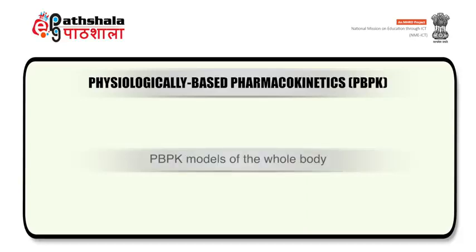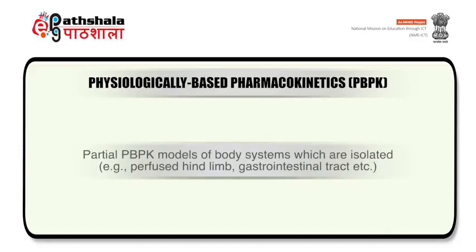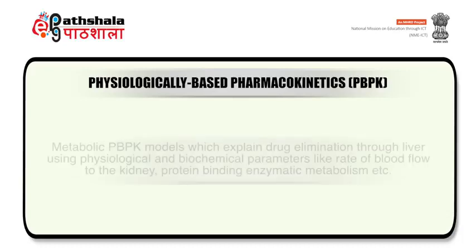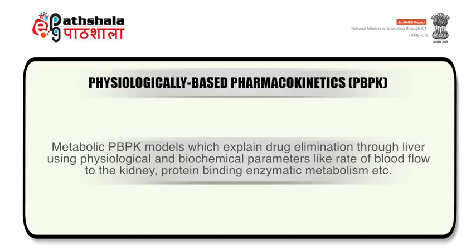The PBPK models include the following three types: PBPK models of the whole body, partial PBPK models of the body systems which are isolated, like perfused hind limbs, gastrointestinal tract, etc., and metabolic PBPK models, which explain drug elimination through the liver using physiological and biochemical parameters like rate of blood flow to the kidney, protein binding, enzymatic metabolism, etc.